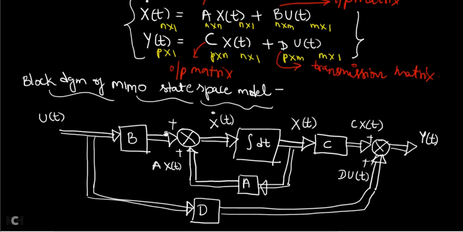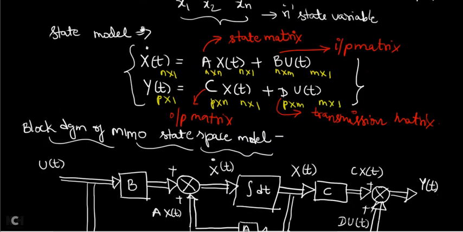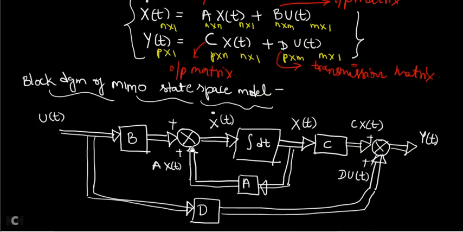So after adding B into u of t with A into x of t, you will get x dot of t. What do you have to do for x dot of t to get x of t? X dot represents differentiation. If you want to remove differentiation, what should you do? Integration. So send x dot of t to an integrator block. The integrator will remove the differentiation, the dot will go, and the output of the integrator will be only x of t.